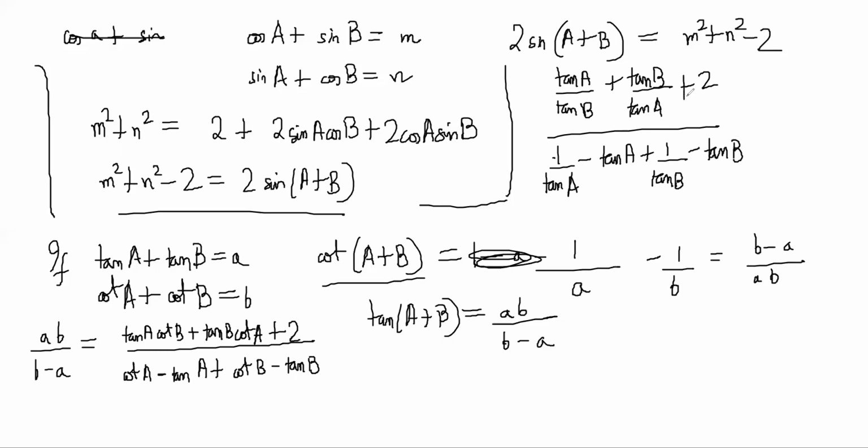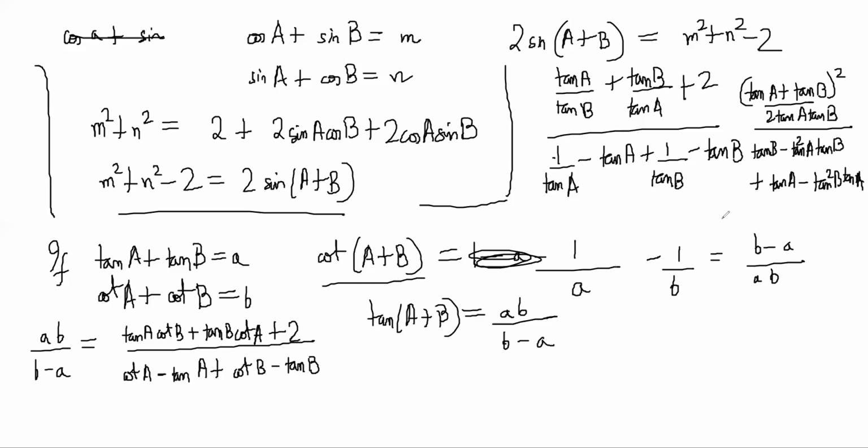Plus 2 on the top becomes tan square A plus 2 tan A tan B plus tan square B, so on top it becomes (tan A plus tan B) whole square by tan A tan B. And the denominator becomes, let's take tan A tan B in the denominator, so it becomes tan B minus tan square A tan B plus tan A minus tan A tan square B, divided by tan A tan B.